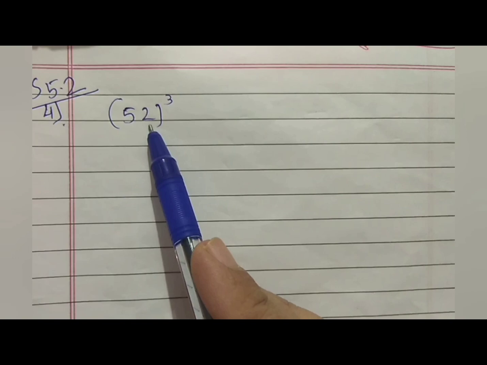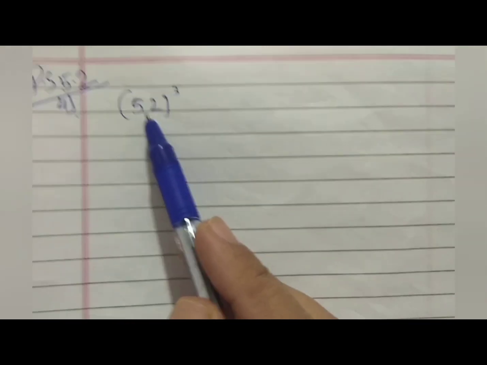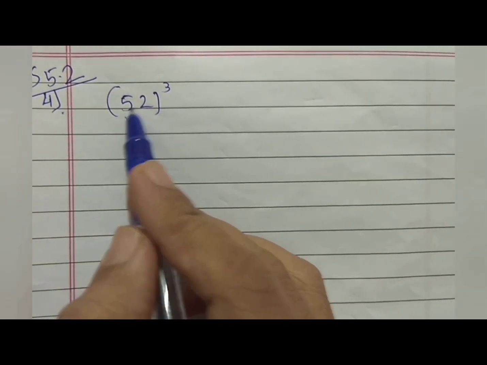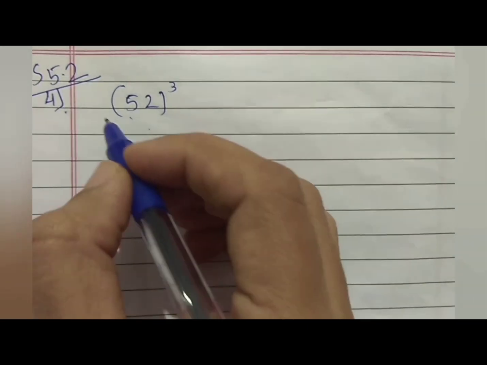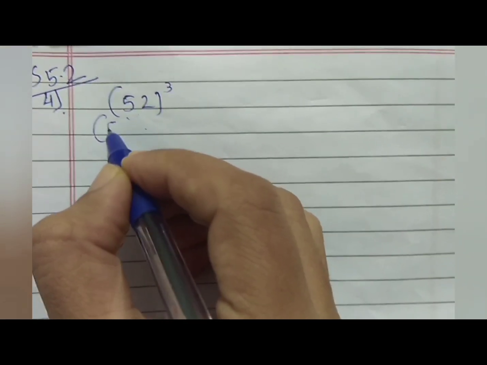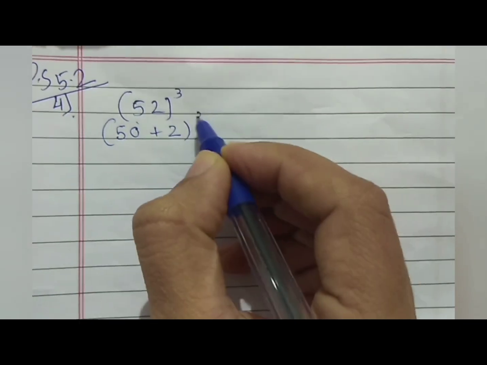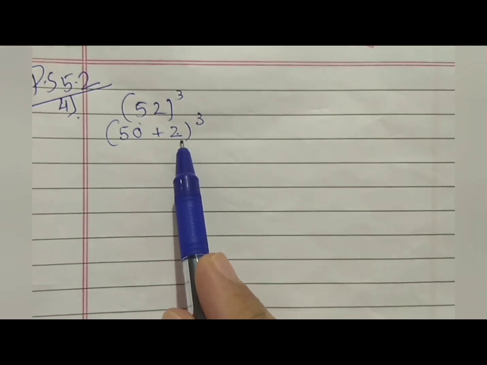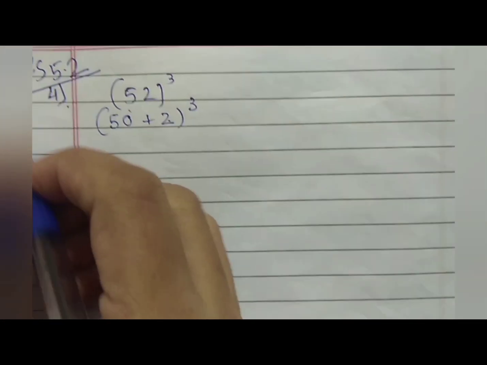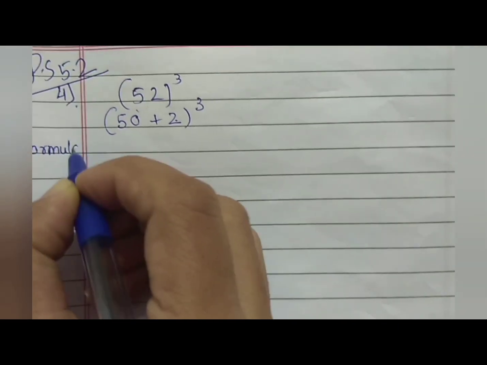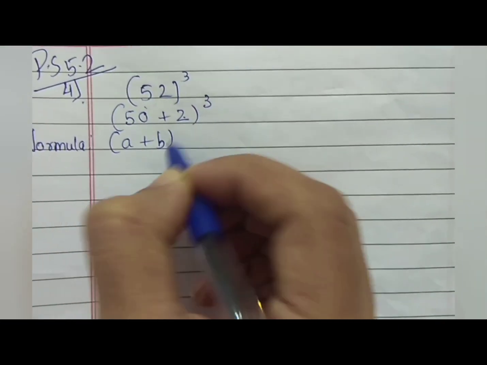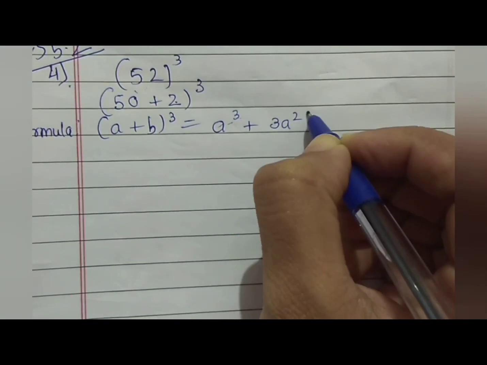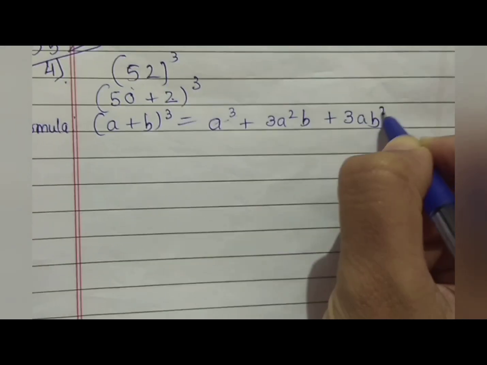Now we will learn how to expand numbers using the same formula. So in order to convert this into a plus b the whole cube in this form, we'll write it down. We can write 52 as 50 plus 2 the whole raised to 3. So this is how we converted this into the expansion formula form. Now we'll write down the formula over here. That is a plus b the whole cube, a cube plus 3a square b plus 3ab square plus b cube.